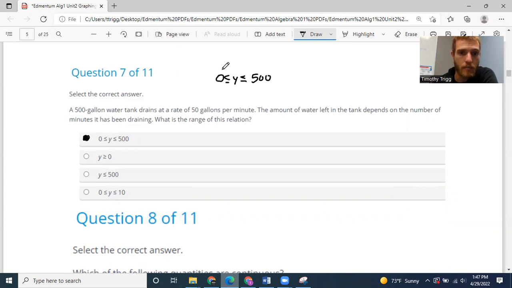Okay, so here's the lowest. 0 is the lowest amount that could be in this tank, and 500 is the greatest amount that can be in this water tank.